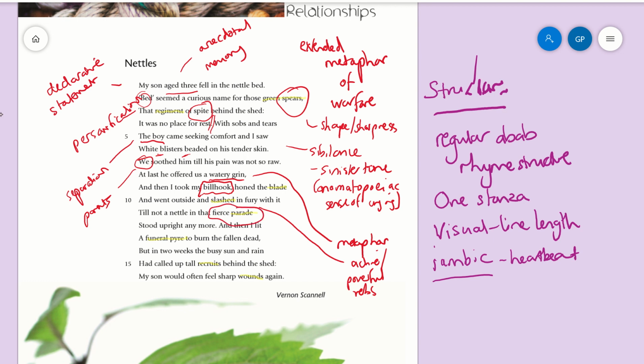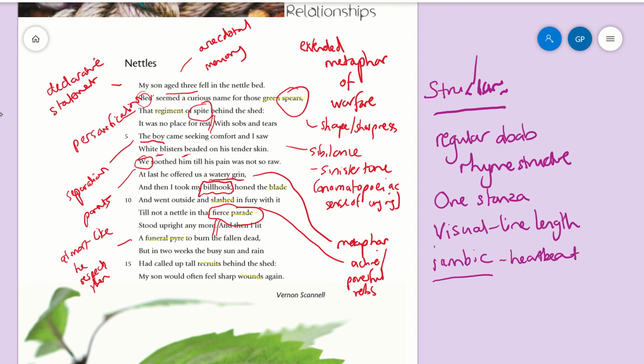And then in his triumph, we get a caesura there as well, as in, I have killed them all, the end. "And then I lit a funeral pyre to burn the fallen dead." It's almost like here he respects them. You only light a funeral pyre, like I said, if you have respect for the dead. So it's almost like he respects the nettles here, which you could talk about as well. There's a grudging respect for those things that have caused his son such pain.